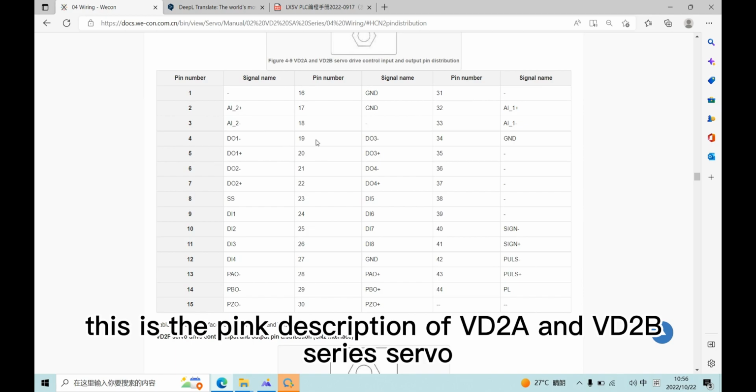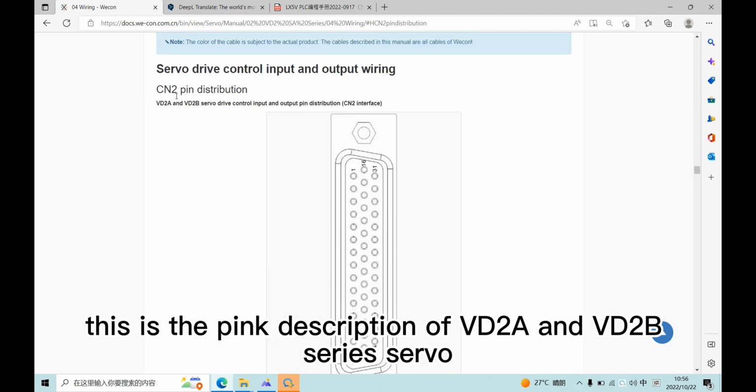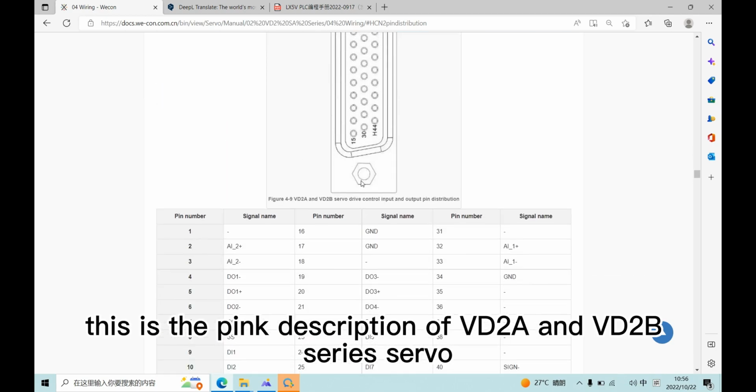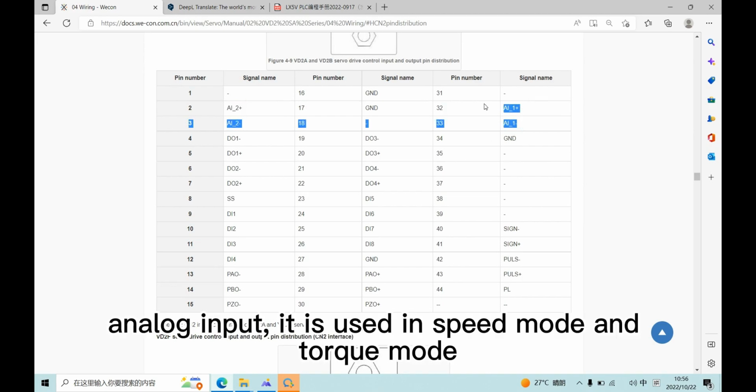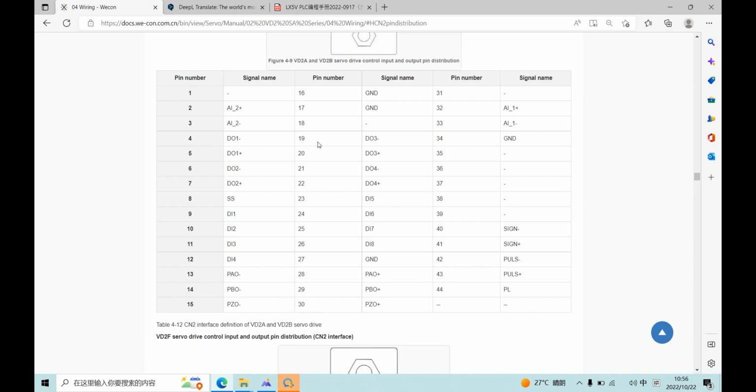This is the pin description of the VD2A and VD2B series servo. It consists of 5 parts. Here are 2 groups of analog input. It is used in speed mode and torque mode.